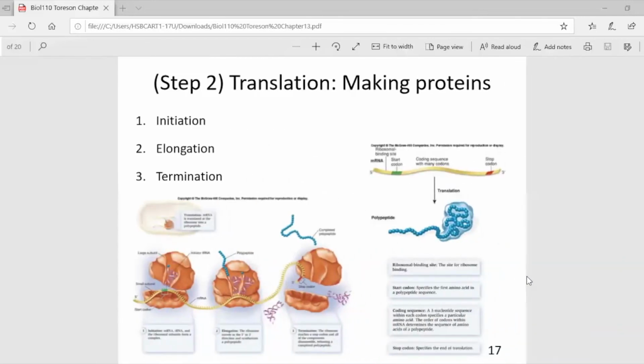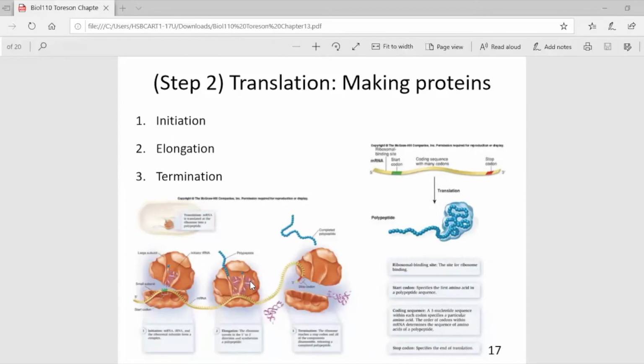So here on slide 17, we see this process of making proteins represented in a figure from your textbook. In this middle image here, we see the tRNA in the P site has the growing polypeptide strand. Here in the A site, the tRNA has brought in the next amino acid for the polypeptide. This polypeptide strand will be transferred or moved from the tRNA on the left to the tRNA on the right.